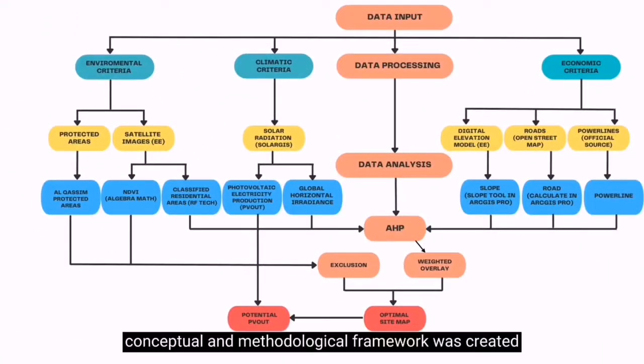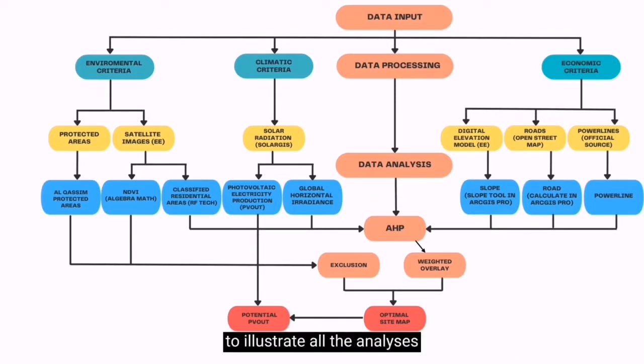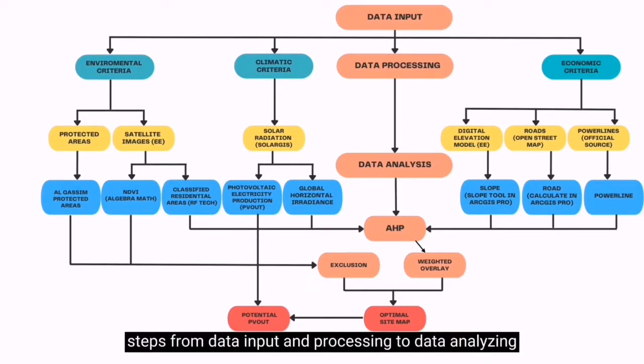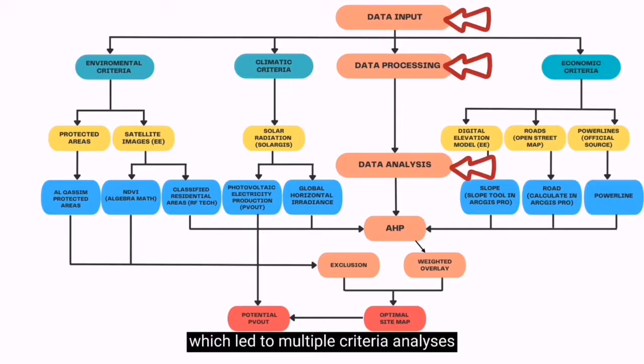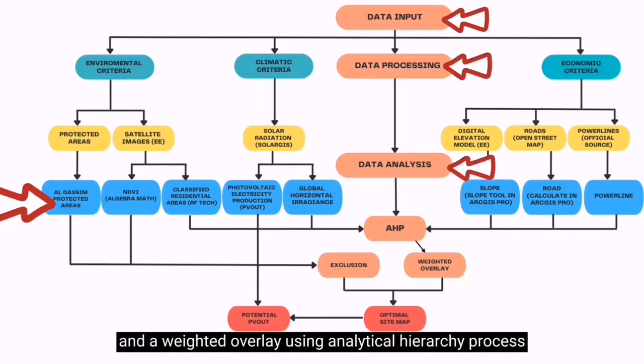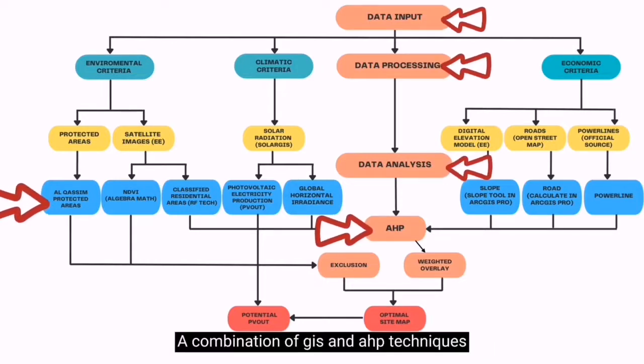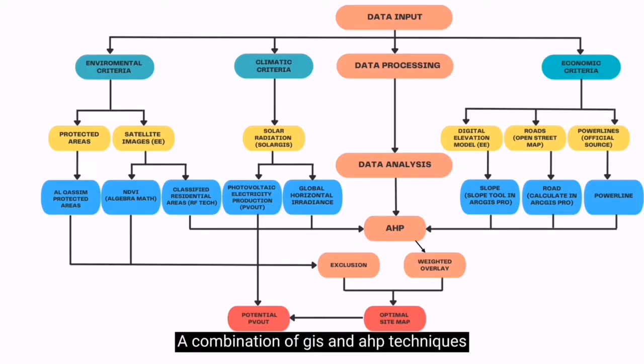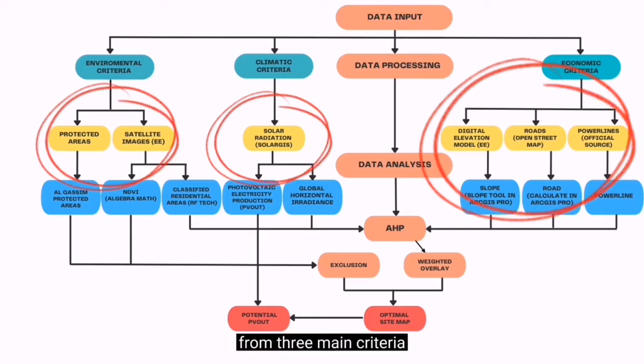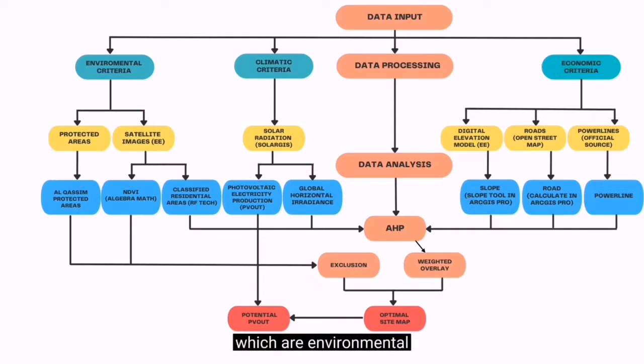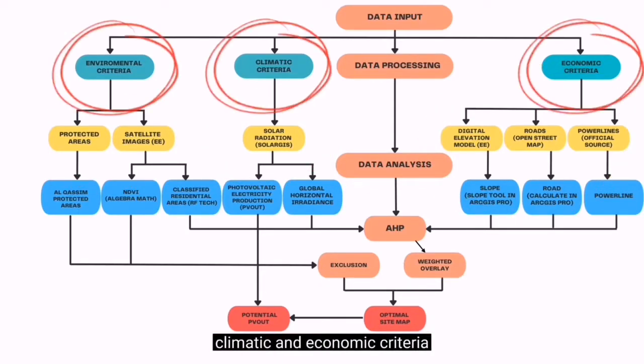A conceptual and methodological framework was created to illustrate all the analysis steps from data input and processing to data analyzing, which led to multiple criteria analysis and a weighted overlay using analytical hierarchy process (AHP). A combination of GIS and AHP techniques were employed to determine 5 sub-criteria weight from 3 main criteria, which are environmental, climatic, and economic criteria.